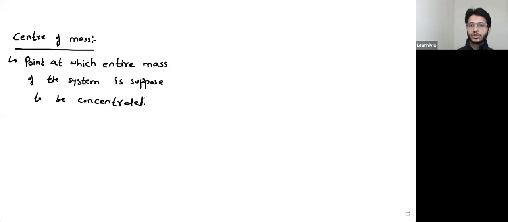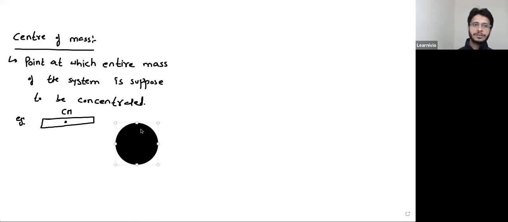So why am I saying supposed to be concentrated? Because it can happen that the center of mass of the system lies outside the system. See examples. If you have a rod, a continuous rod, the center of mass of the rod will lie at the center of the rod. Say you have a disc. The center of mass of the disc will lie at the center of the disc. This is the center of mass of the disc. This is the rod. This is the disc.